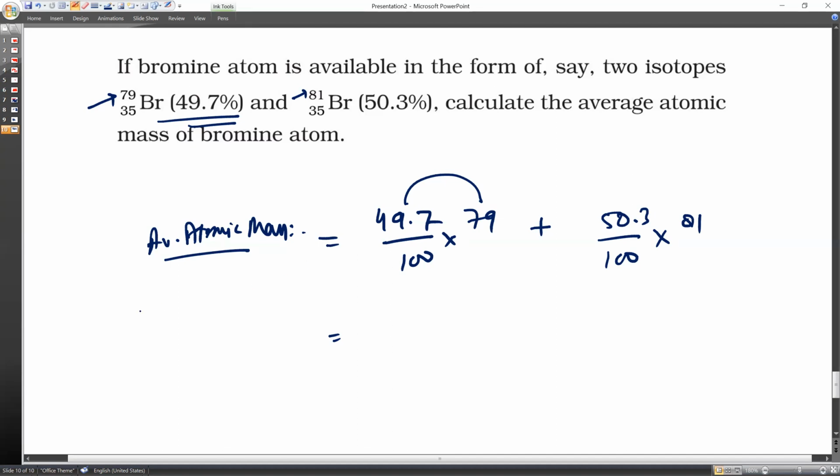Let me explain how it is. That is 49.7 into 79. You have to multiply it, okay? Whatever the answer comes, you have to put after two decimal places. Got it?